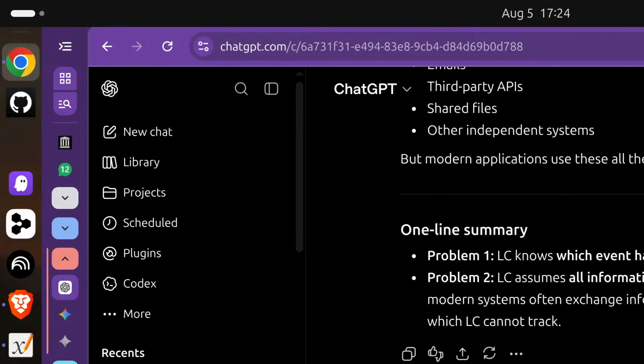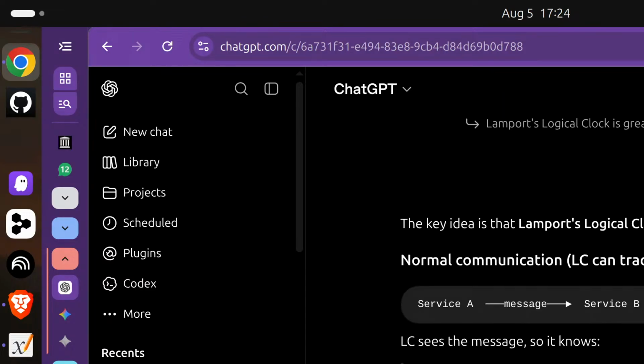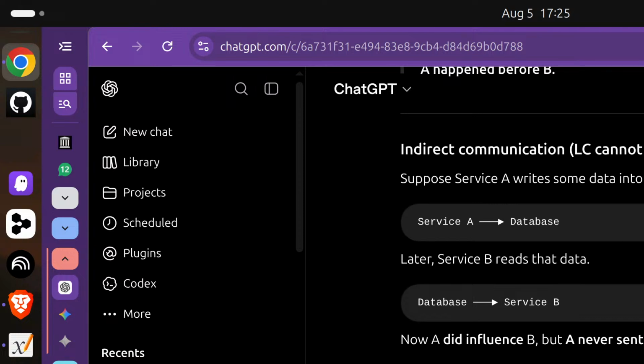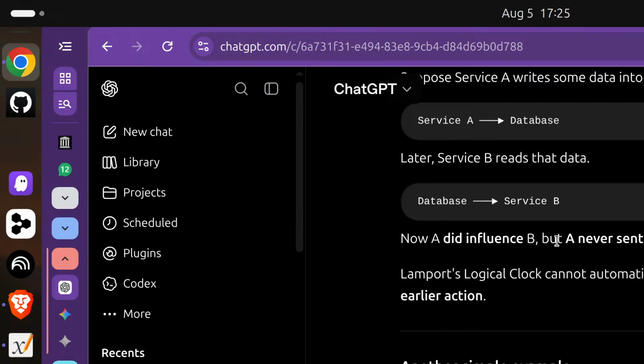Okay, it answers. The key idea is that Lamport logical clock only tracks messages that it can see. Normal communication is like that, service A to service B. Indirect communication LC cannot track. Suppose service A writes to a database and service B reads the data. Now A influences B but never sent a message directly to B. Lamport logical clock cannot automatically know that.